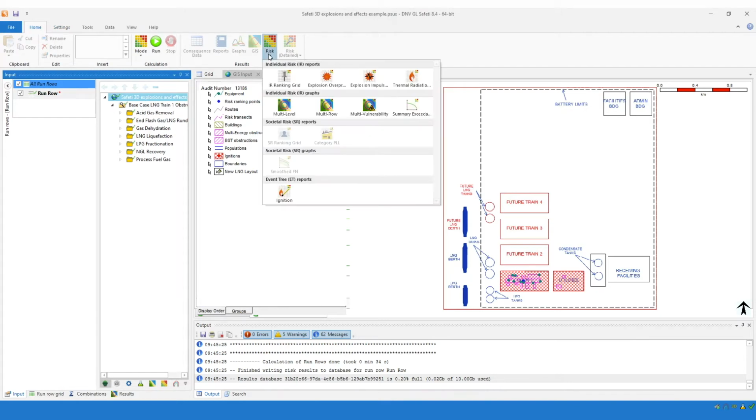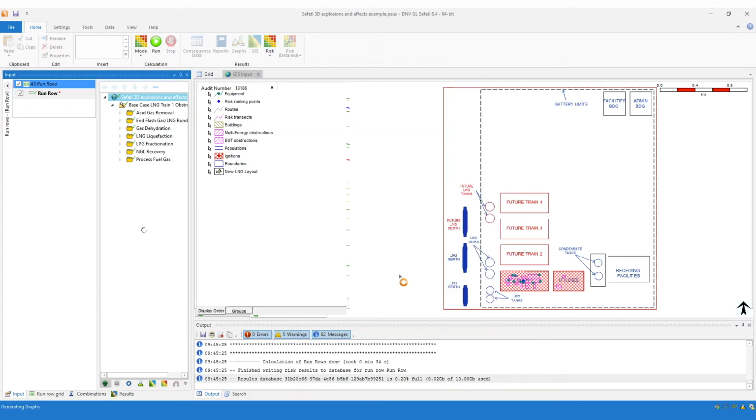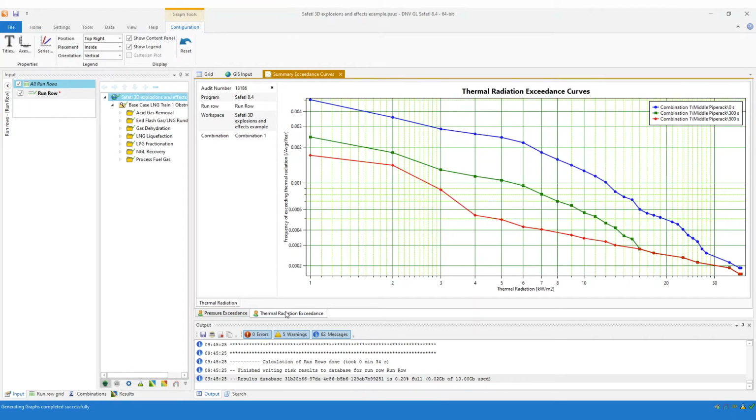To produce these, we go to the standard risk gallery, select the summary exceedance curves option, and then go into the thermal radiation exceedance tab. We can see an exceedance curve for each of those times of interest, 0 seconds, 300 seconds, and 500 seconds. So what are these curves telling us? They tell us how the thermal radiation exceedance frequency varies with thermal radiation and with time.